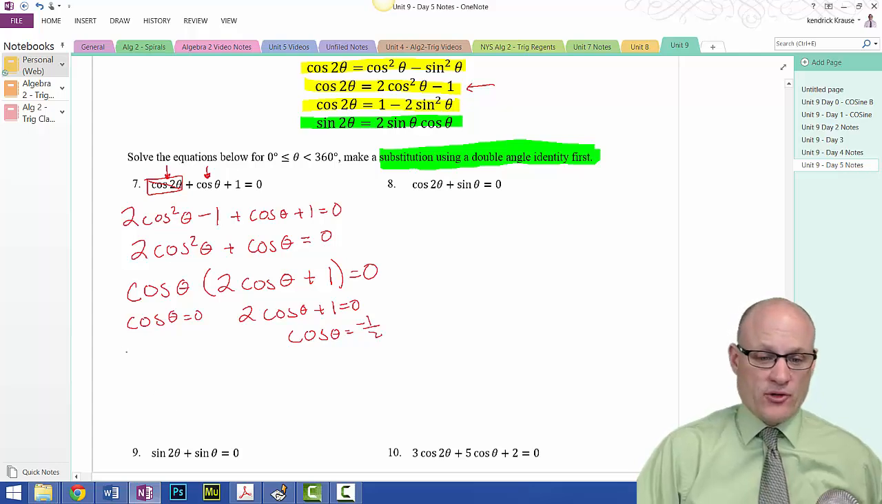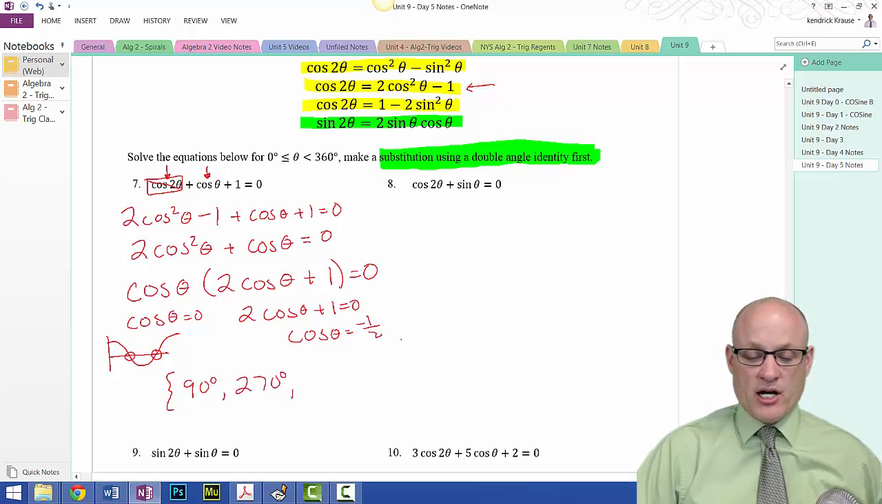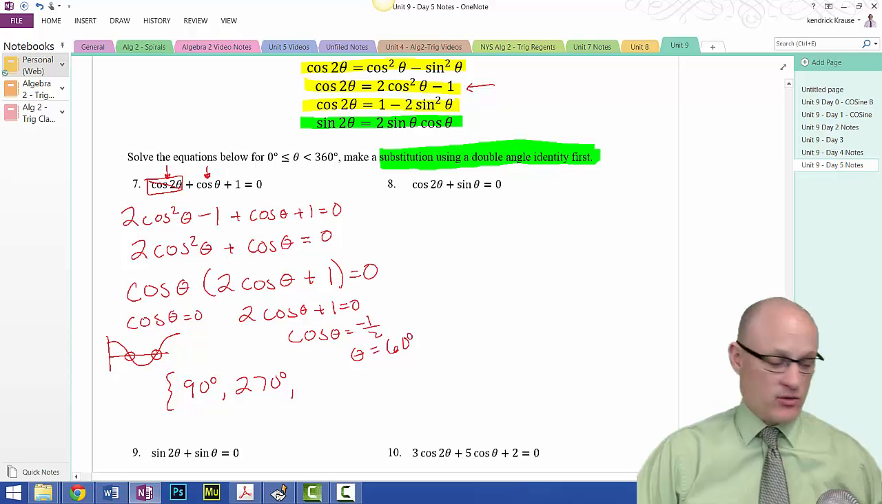Okay, so let's see. I haven't seen this in a while. Let's get these zeros. The cosine curve looks like this. It's got zeros at 90 and 270. So those are my first two answers, 90 degrees and 270 degrees. I also know that the reference angle for 1/2 with cosine is 60 degrees, correct?